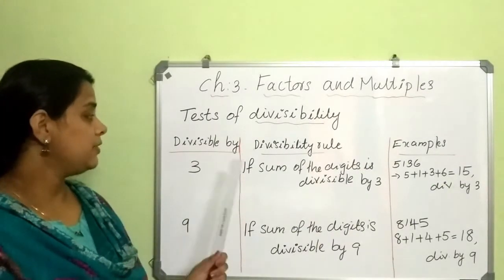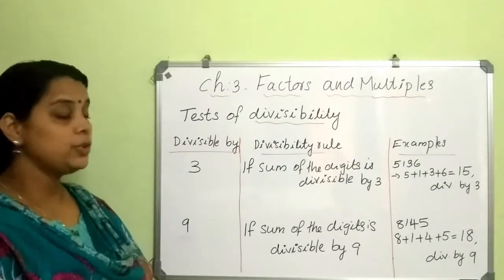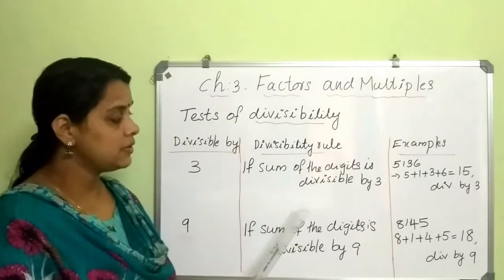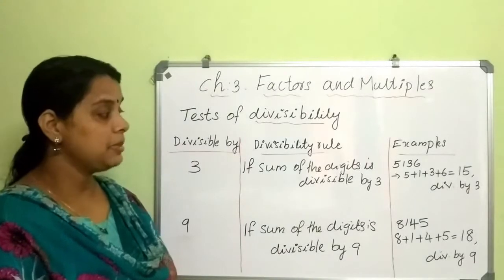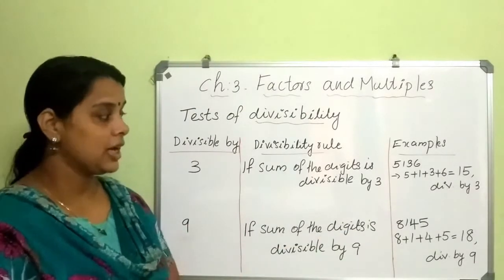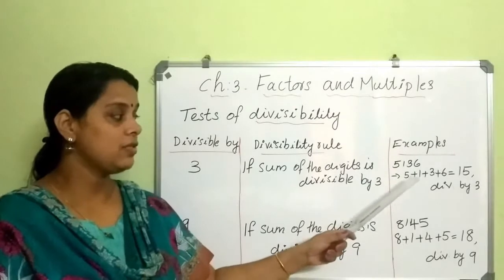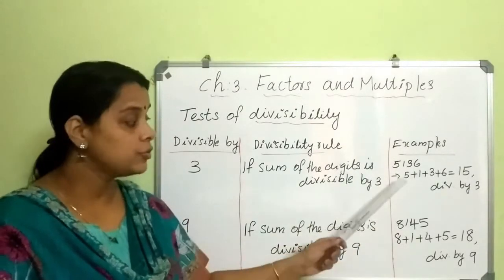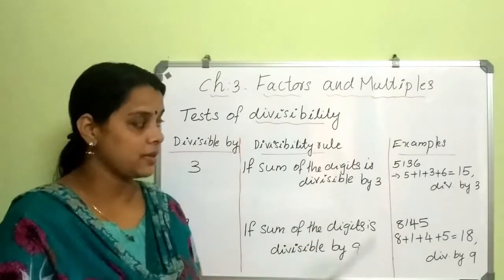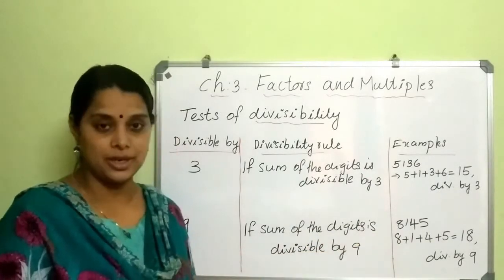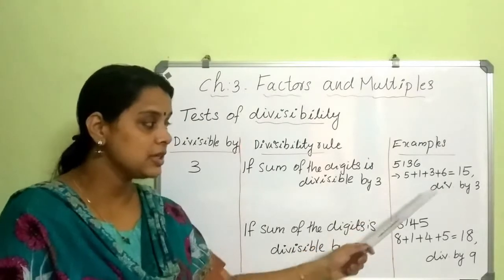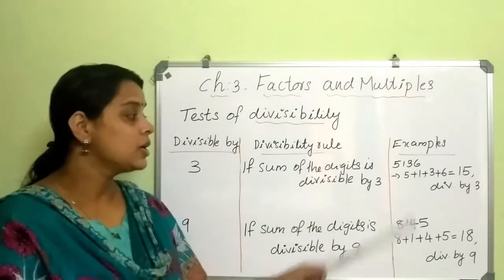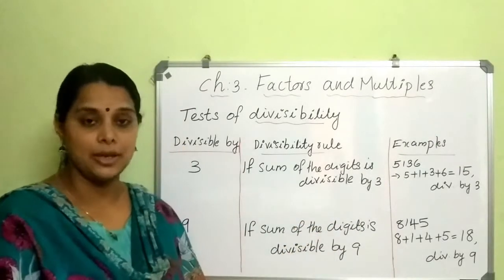Next is divisible by 3. How to check? The rule is if the sum of the digits is divisible by 3. That means we need to add the digits. The example is here: 5136. We have to add all the digits: 5 plus 1 plus 3 plus 6, that is equal to 15 here. We know 15 is divisible by 3 because 5 threes are 15. So the given number is divisible by 3.